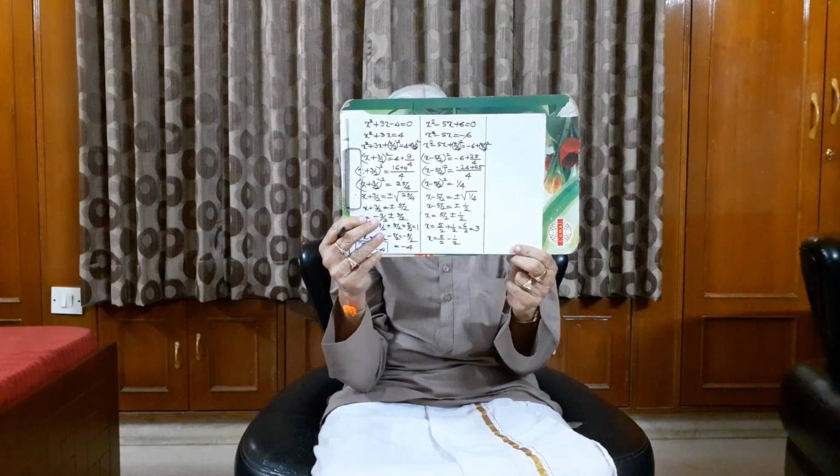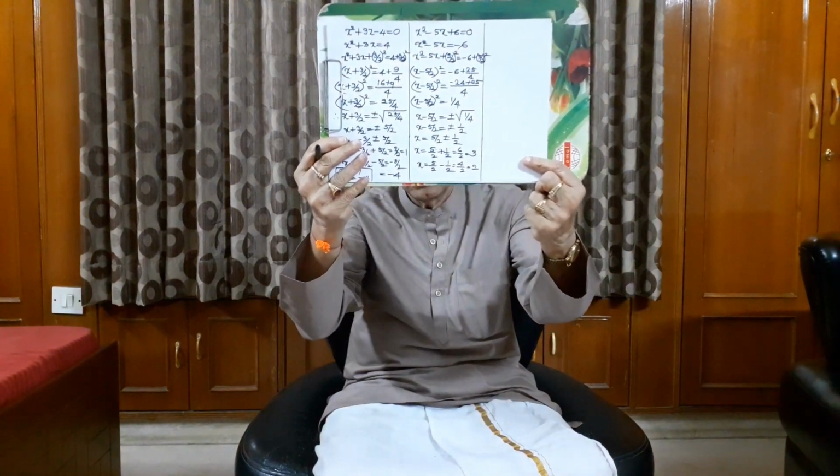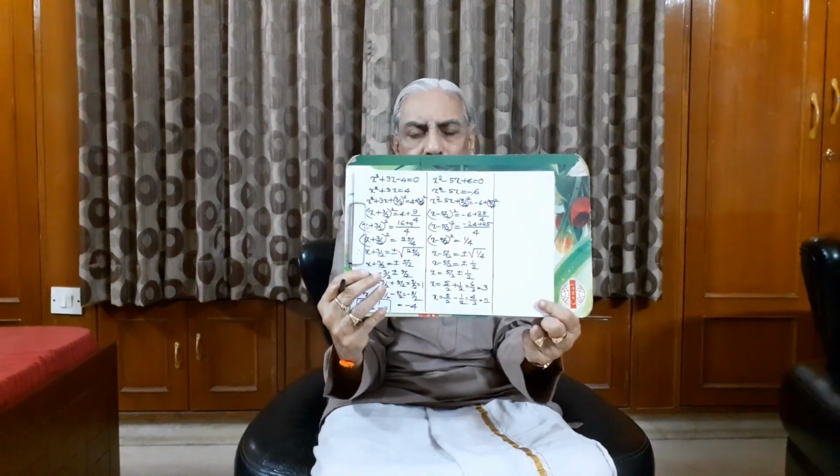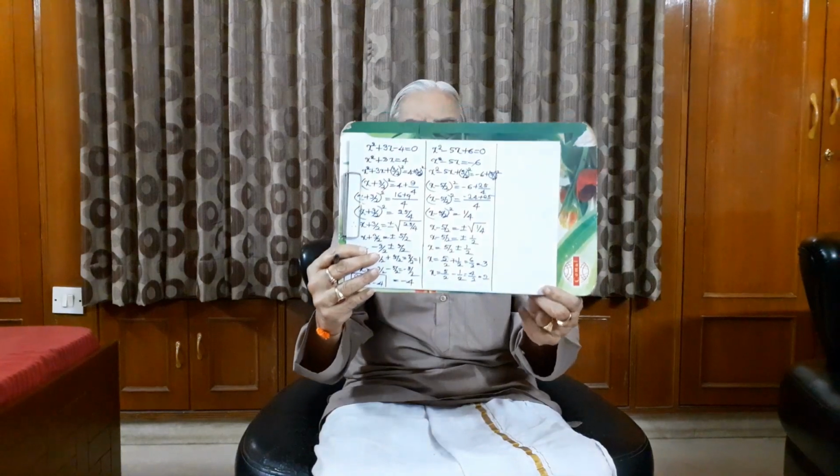That is 3. The second one is the same way. What is 5 minus 1? 4. 4 by 2. What is 4 by 2? 2. See, no? The LCM is 2, right? So what is 5 minus 1? 4. 4 by 2 means 2.